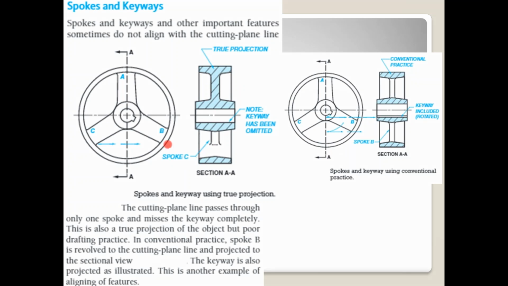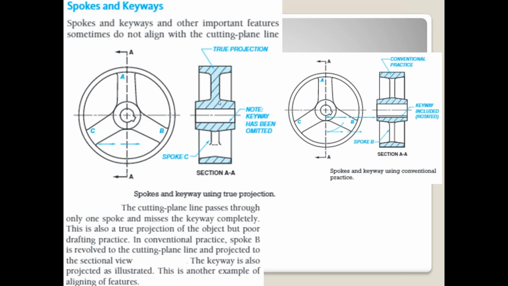What that means is, if you have this object here, if your cutting plane line passes through only one spoke and misses the keyway, see that keyway? The keyway is this keyway here, and if you cut through this section but miss the keyway, if you don't show the keyway, nobody knows there's a keyway there.